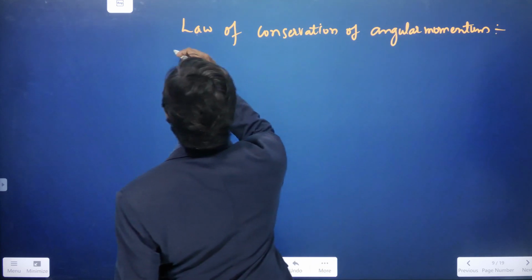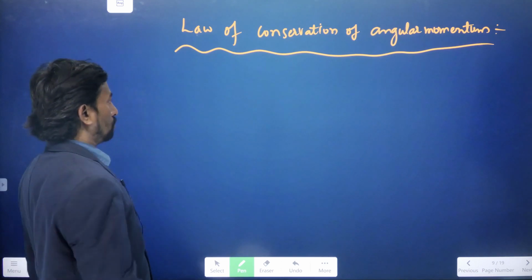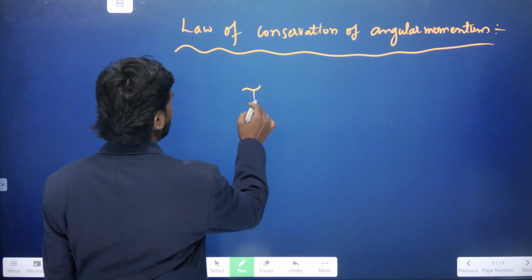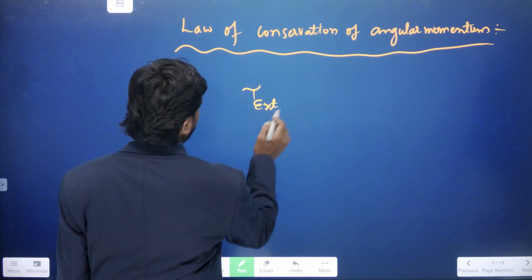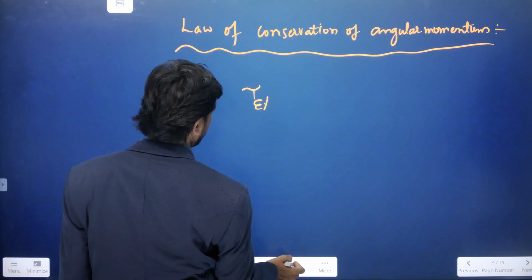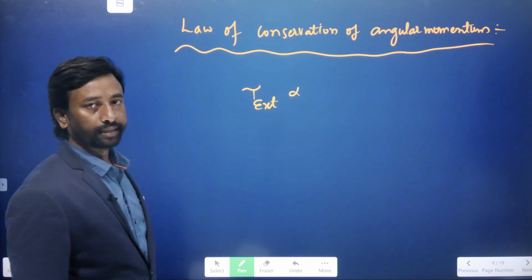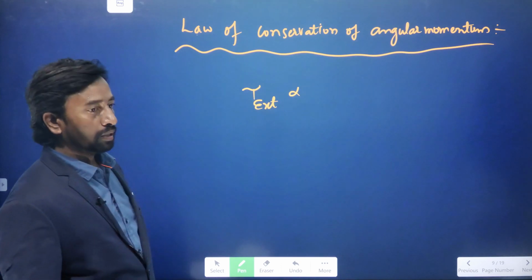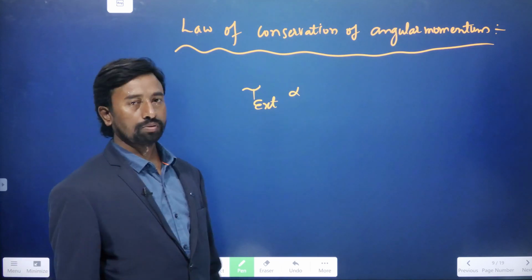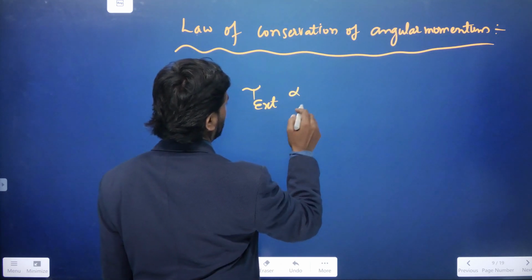Law of conservation of angular momentum. From Newton's second law, suppose it is a rotational body with external torque. The torque acting on a body is directly proportional to the rate of change of angular momentum of the rotating body. That is the statement of Newton's second law in rotatory motion.